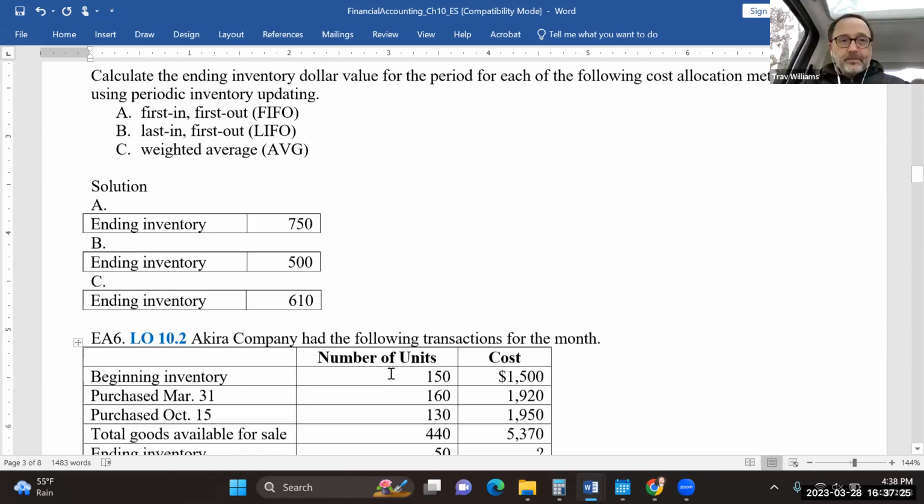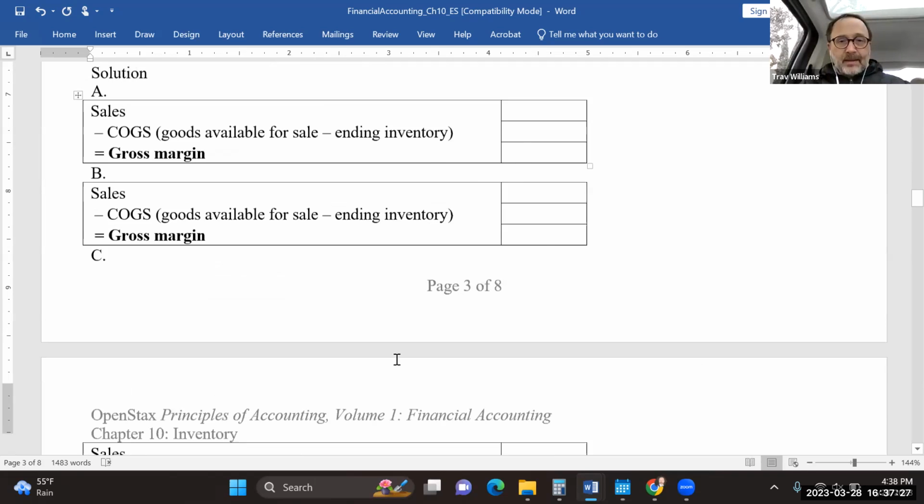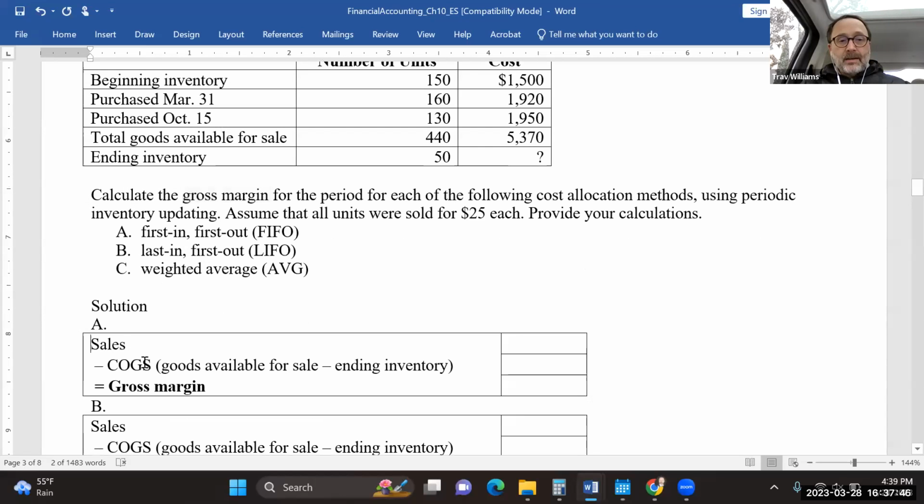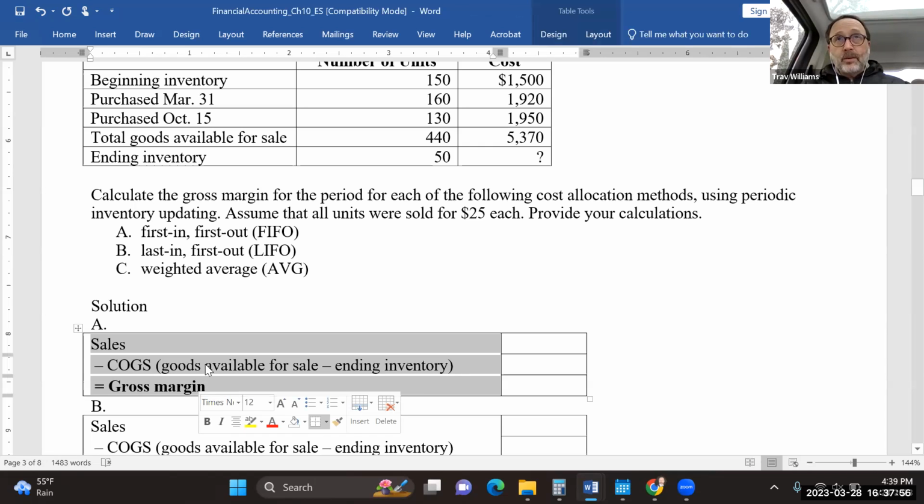So now let's go on to the next one. Now this is related. In fact, it's the same data. What we are going to do now is figure out the gross margin or gross profit margin. Again, in all three, LIFO, FIFO, and weighted average. So the way we do that is we could take sales minus cost of goods sold, and that gives us our gross margin. Sales is going to be the same in all three cases because your inventory methods only impact the cost of the inventory.